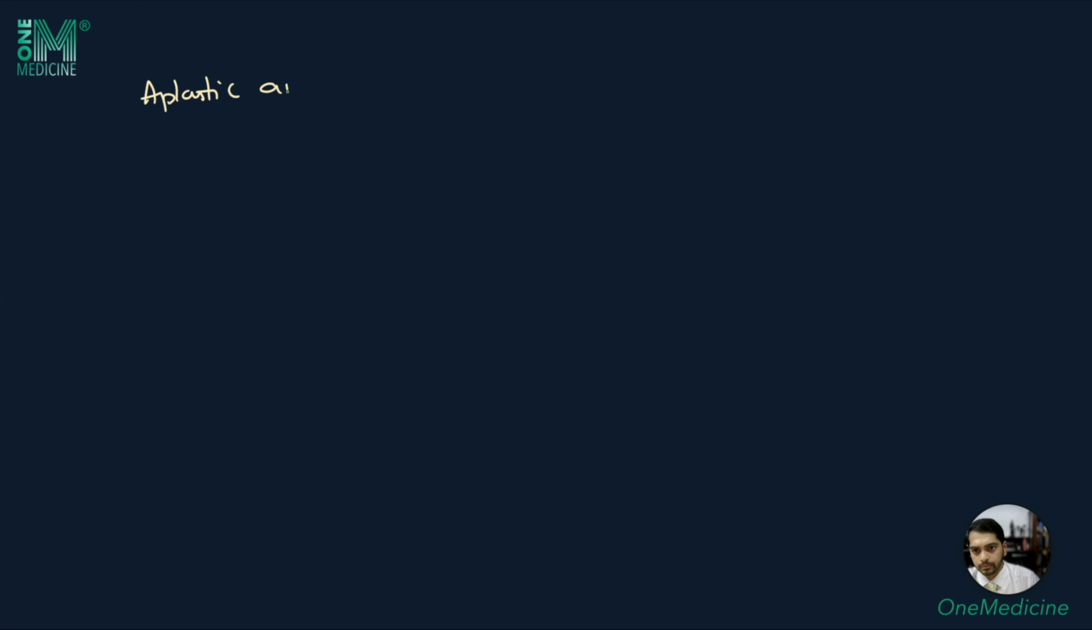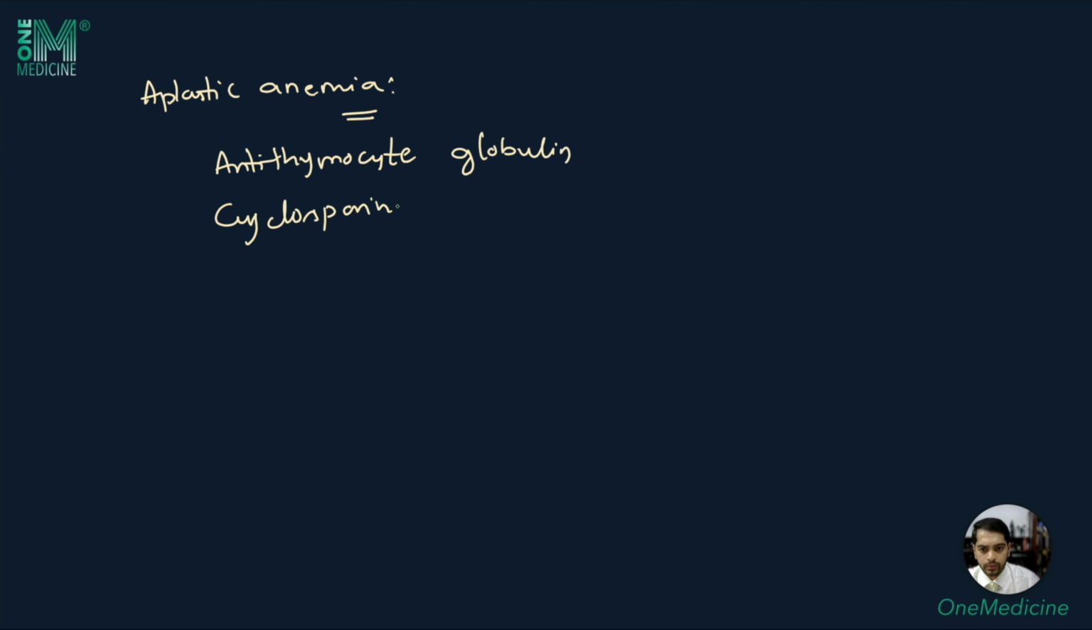Aplastic anemia. This can be treated by anti-thymocyte globulin and cyclosporine, which leads to reduction in aplastic crisis in around 70% of the patients. Bone marrow transplantation in young patients with a matched donor is definitive.